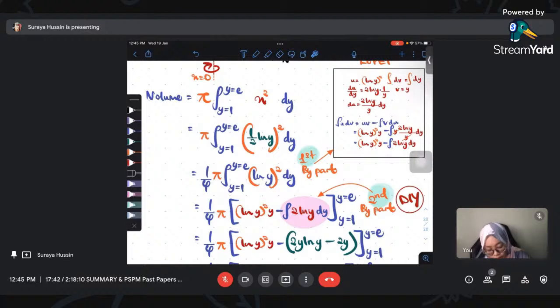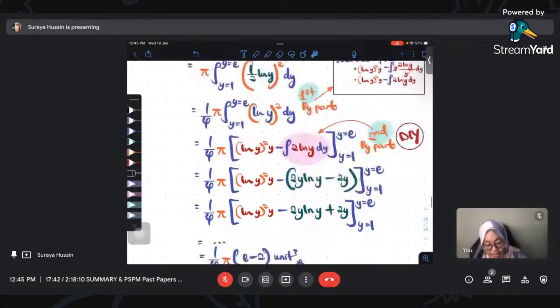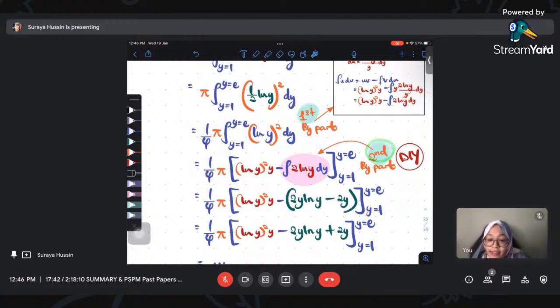Tapi Miss, dalam ni kan ada integration lagi. Miss nak buat macam mana? So the only way is do the second by part. Buat sendiri, DIY. Saya tak cukup ruang. That's why I ask you to do it by yourself. Okay. So until you get the answer. This is the answer untuk second by part.